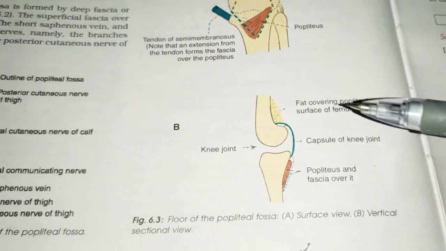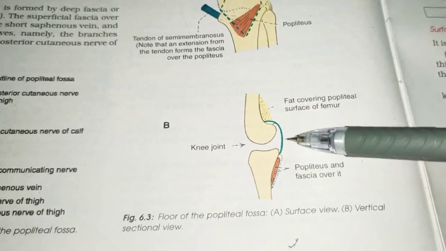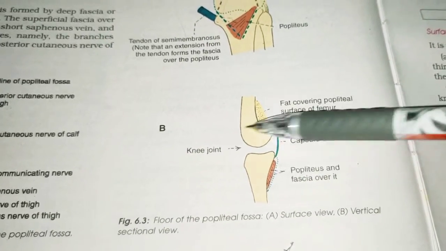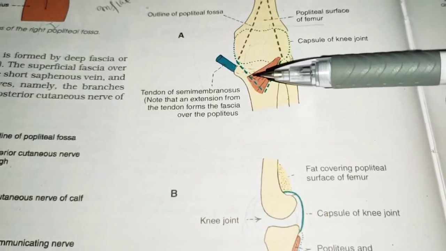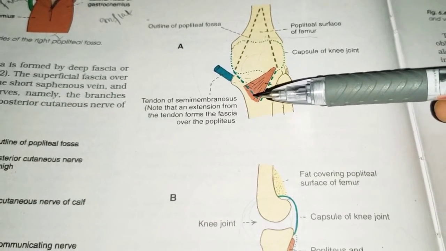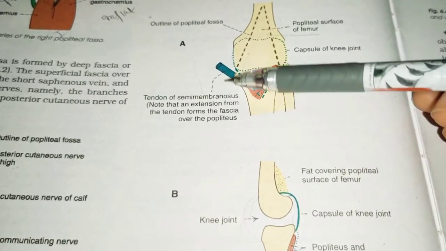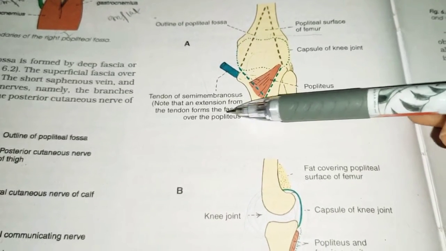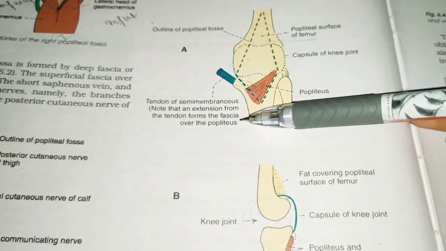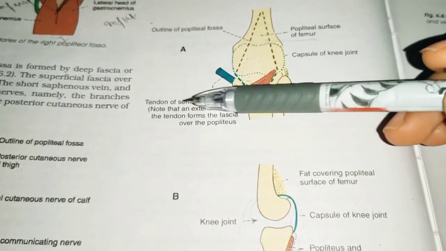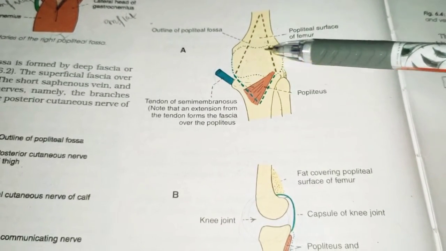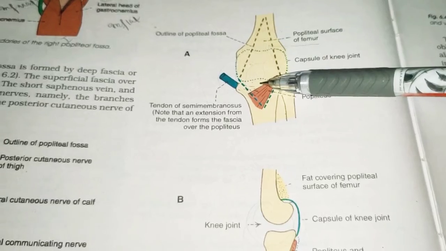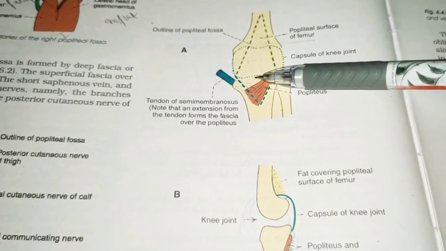The oblique popliteal ligament will be here, over here. Some ligament will be here, the oblique popliteal ligament, and also there is strong popliteal fascia covering the popliteus muscle. So there will be one fascia. You can see the extension from the tendon of semimembranosus forms the fascia over popliteus. So this tendon of semimembranosus only extends and forms a fascia. So these are all forming the floor of the popliteal fossa.